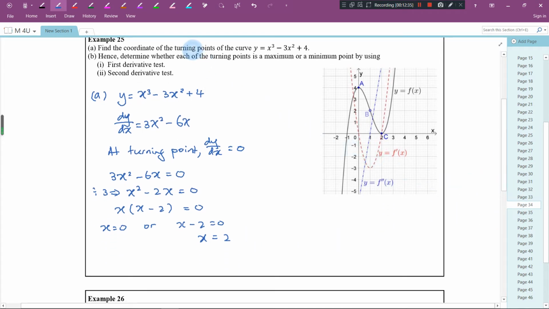Okay, since the question asks us to find the coordinates of the turning points, now we only have the x coordinates. We need to find the y coordinates as well.